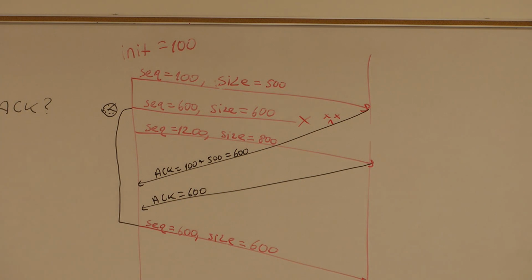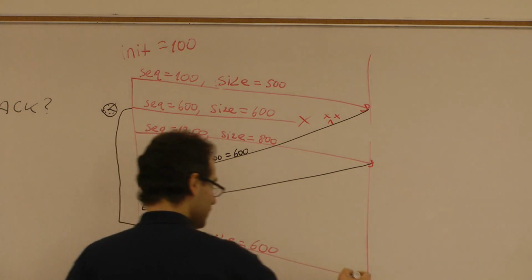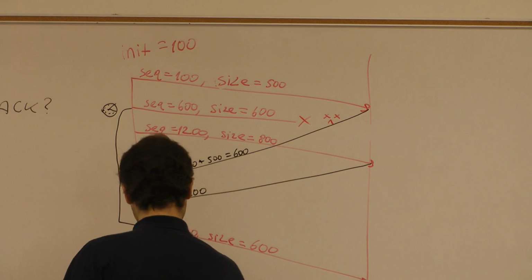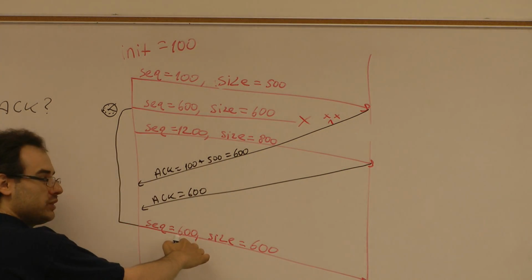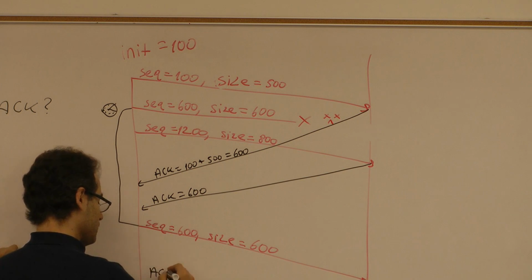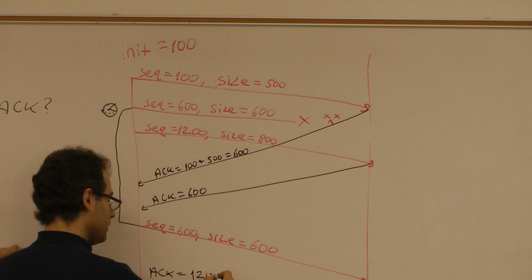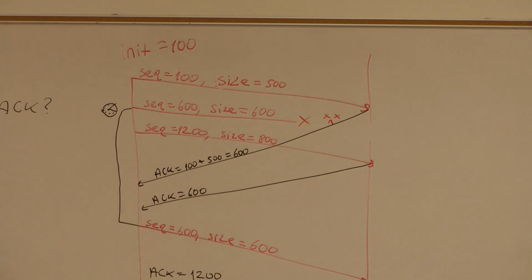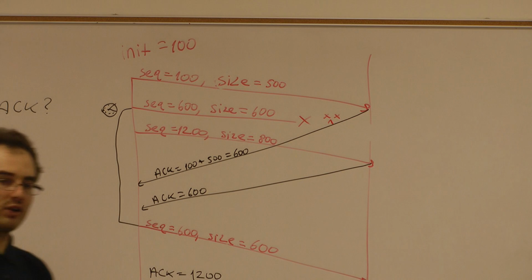And what's going to happen once the receiver gets this packet? He will say, good boy, and now send an ACK of sequence number plus size, which will be equal to 1200. Make sense? Are you good, Shelley?